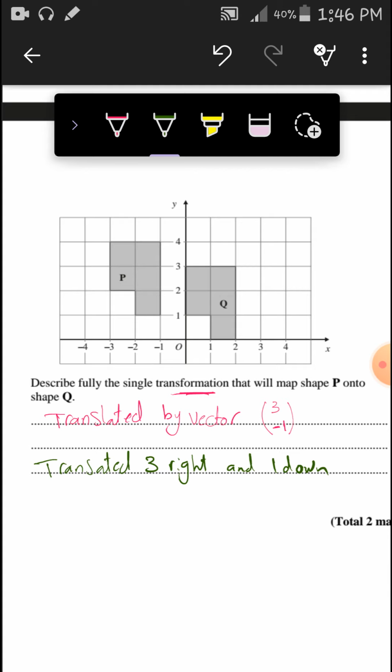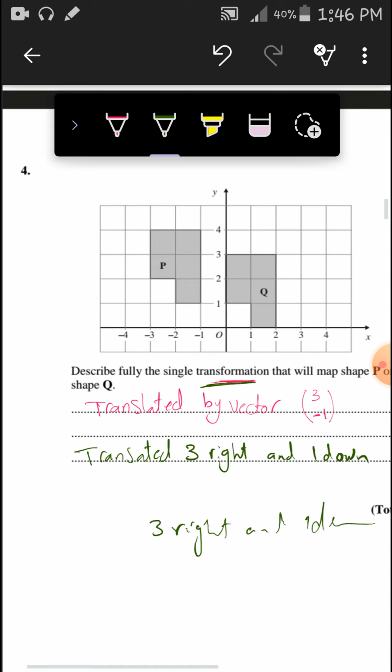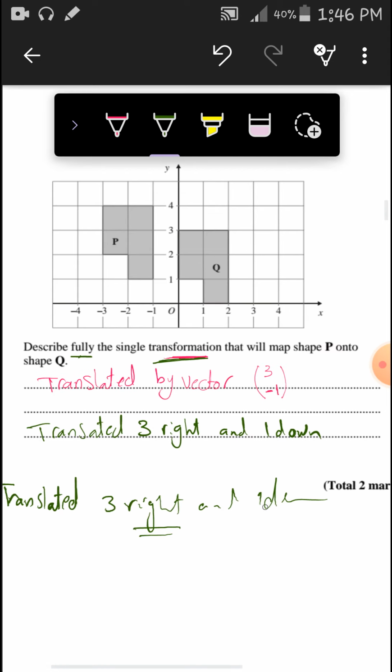Okay, now he asks you to describe fully the single transformation. It's a mistake to say 3 right and 1 down, because you didn't mention which transformation. So for your answer to be a full answer, he asked you to describe fully. I need you to write translated 3 units right and 1 unit down, and this would be the right answer.